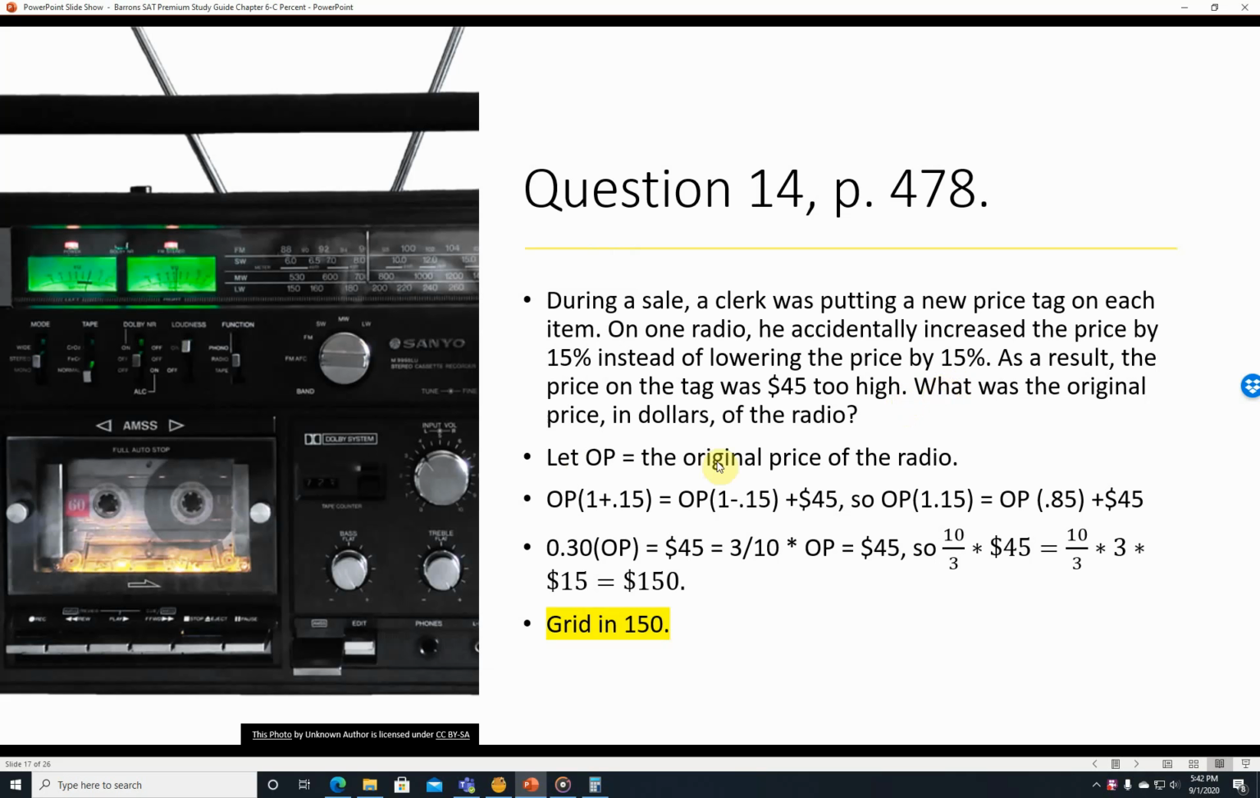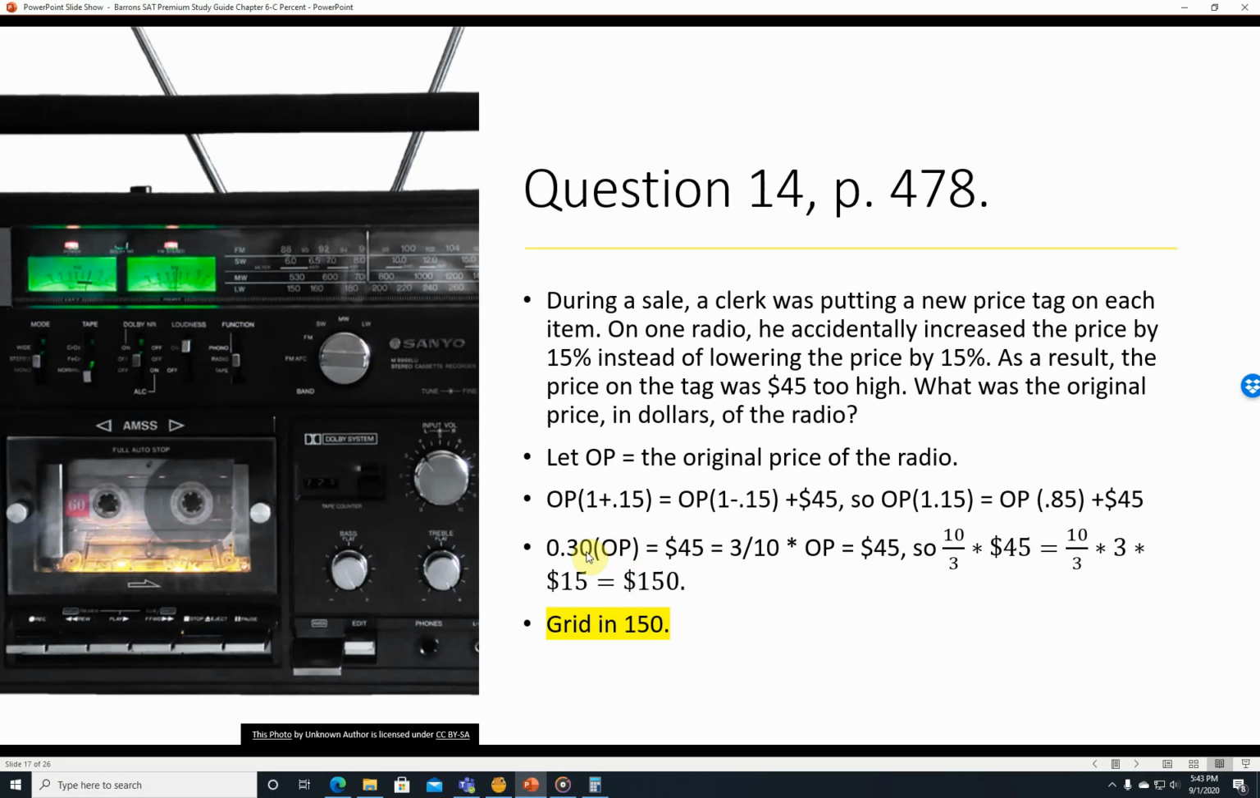So let OP equal the original price of the radio. So OP times 1 plus 0.15, that's the way that you would express a 15% increase, because OP times 1 is obviously itself, it's just OP, and the 0.15 would be the 15% increase. It's equal to OP times 1 minus 0.15, which would be a 15% decrease, plus $45. So OP times 1.15 is equal to OP times 0.85 plus $45.